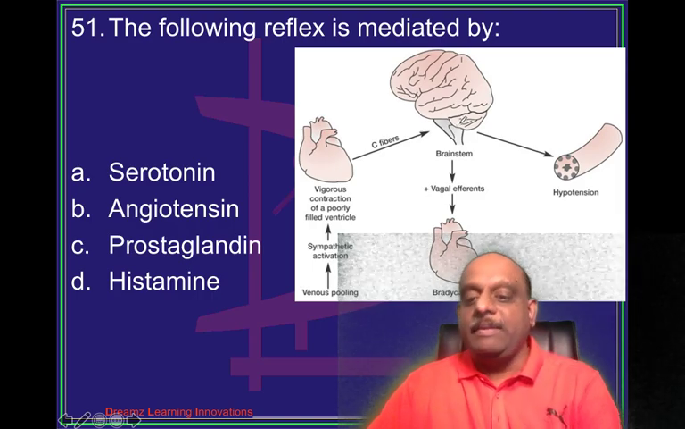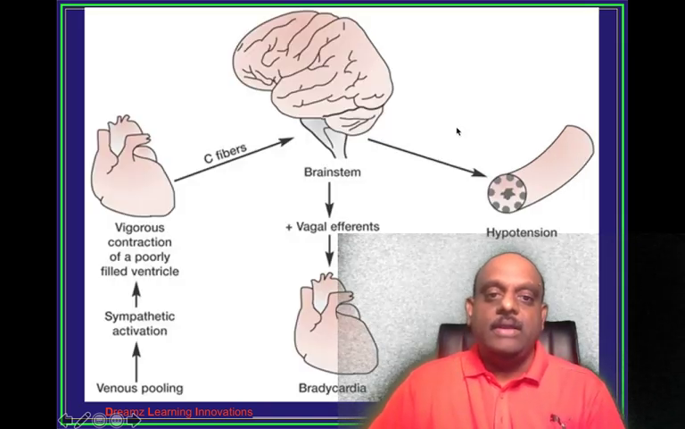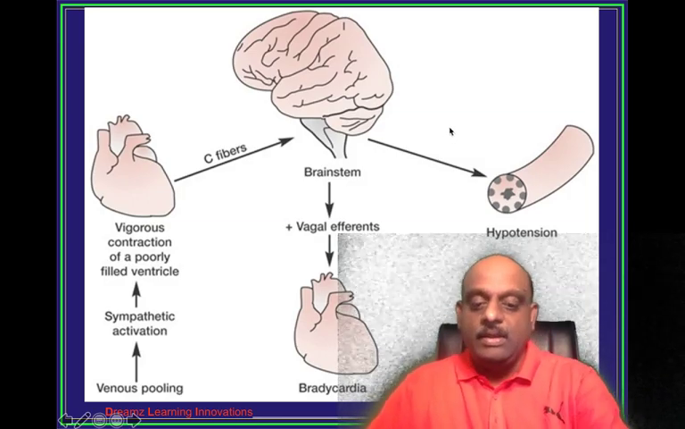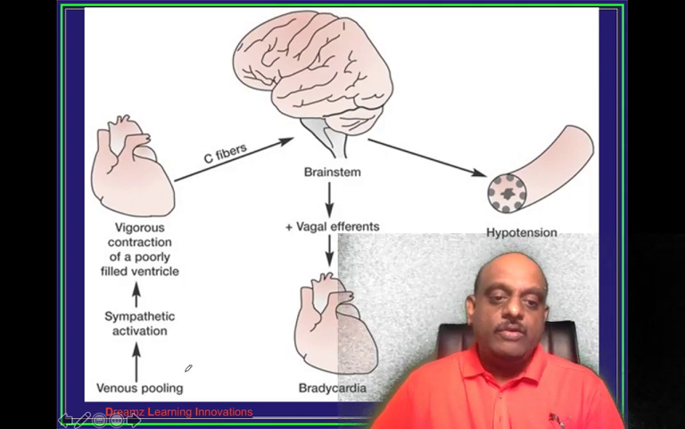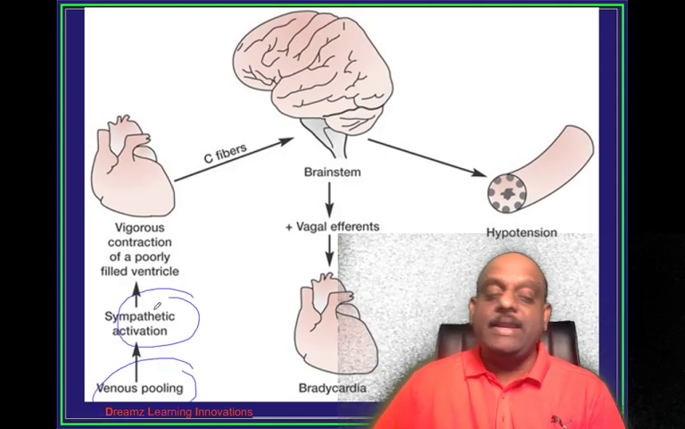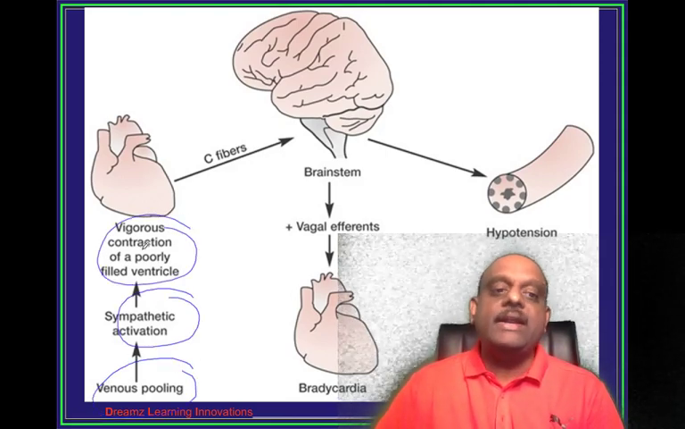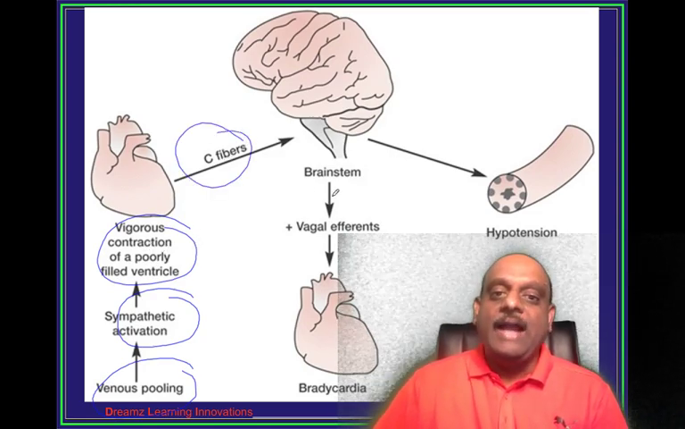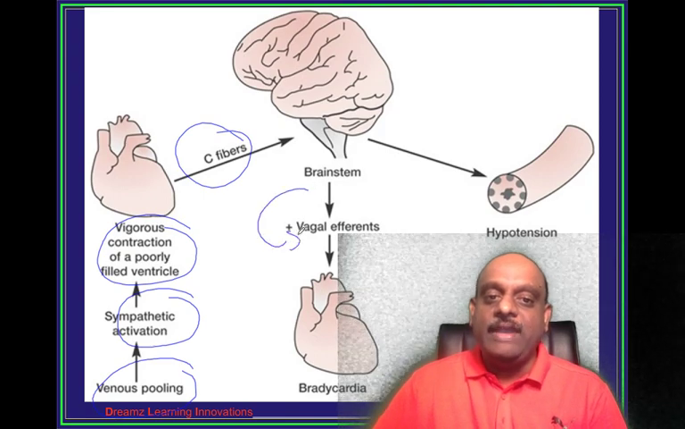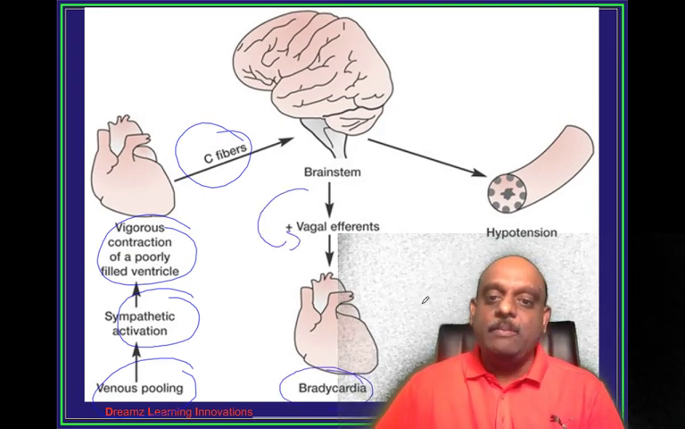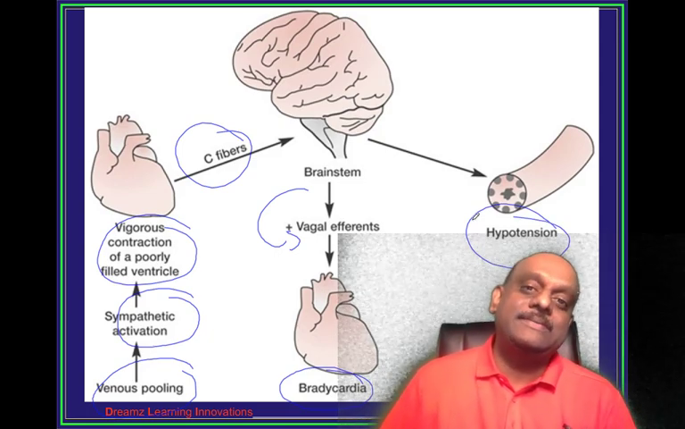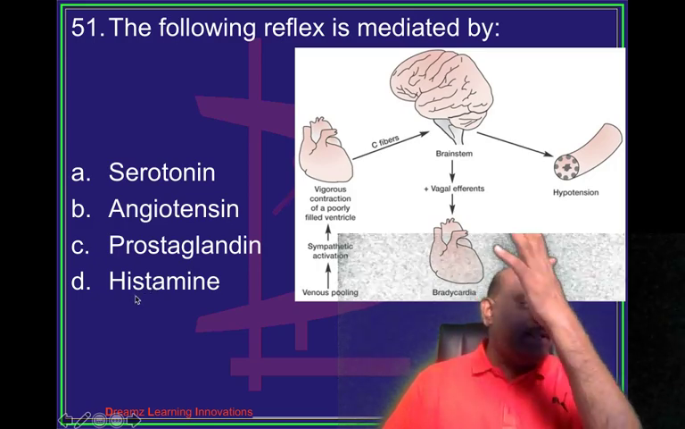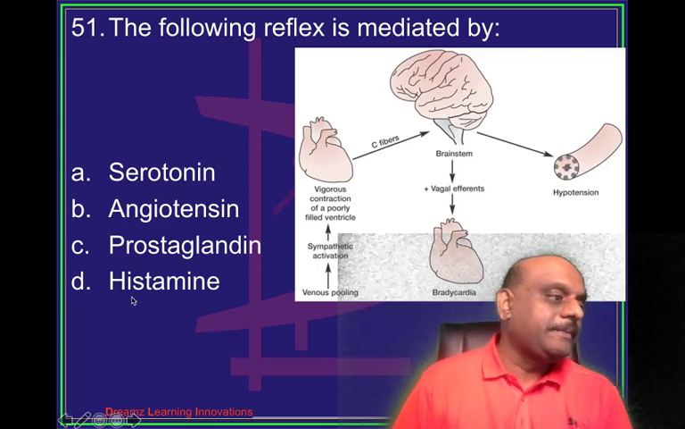Now, this following reflex, which is being shown to you, what is this mediated by? इस reflex को क्या reflex कहते हैं? Or it is mediated by what? Is a very important question. So whenever there is a venous pooling, it leads to sympathetic activation that leads to vigorous contraction of a poorly filled ventricle, and that stimulates the C fibers, and the brainstem in turn will cause vagal efferents to get stimulated that lead to bradycardia and also hypotension. Now the question comes, this reflex is mediated by what?